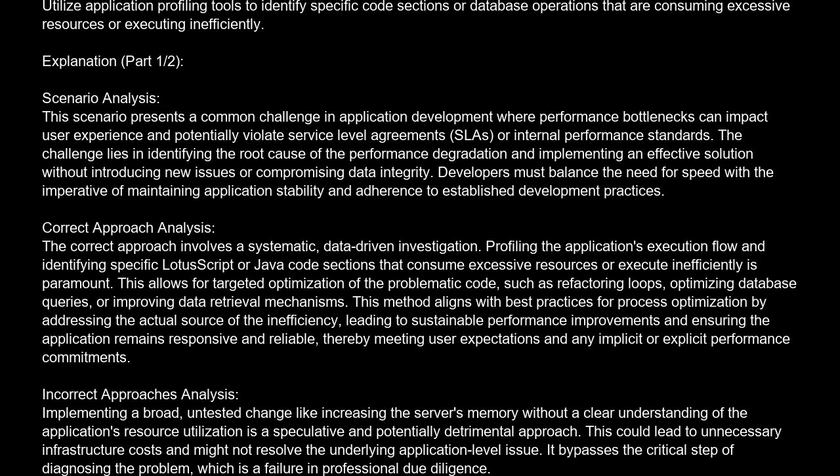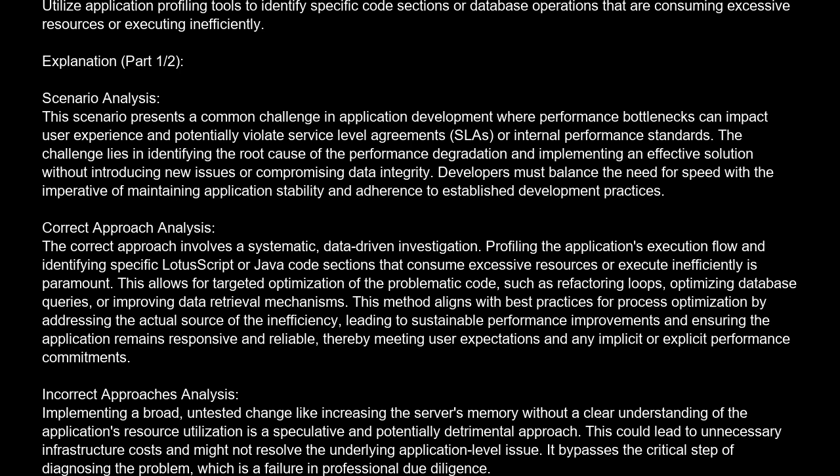Explanation. Scenario analysis. This scenario presents a common challenge in application development where performance bottlenecks can impact user experience and potentially violate service-level agreements, SLAs, or internal performance standards. The challenge lies in identifying the root cause of the performance degradation and implementing an effective solution without introducing new issues or compromising data integrity.